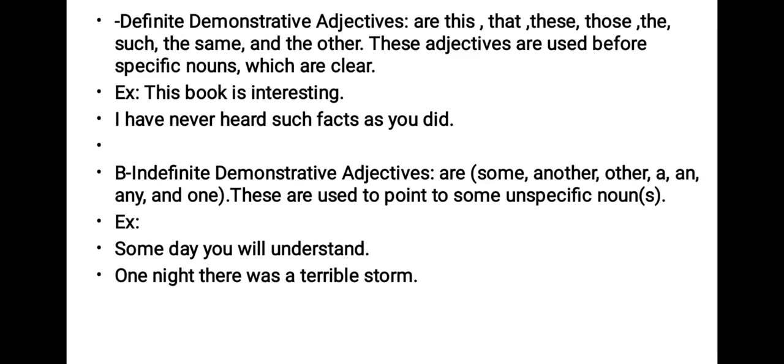For example, someday you will understand. Now we aren't saying the exact day when you will understand, but we are referring to it that someday you will understand. One night there was a terrible storm. Now we aren't pointing out a specific night that there was a storm, but there was a night when there was a terrible storm. So they are used to point out some unspecific noun.